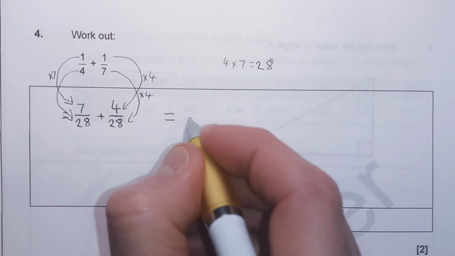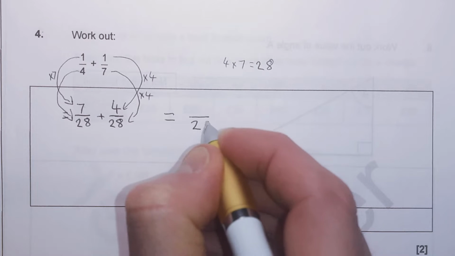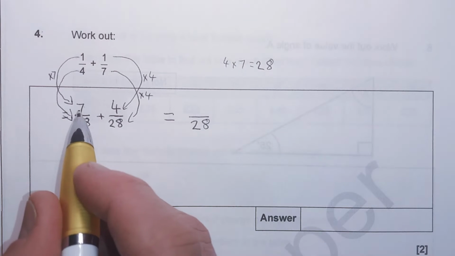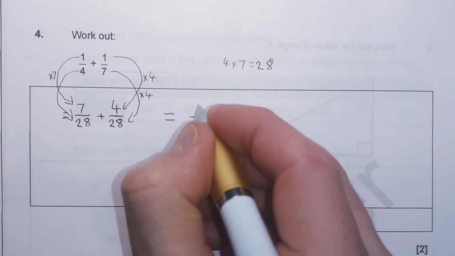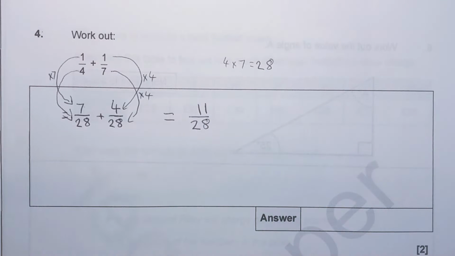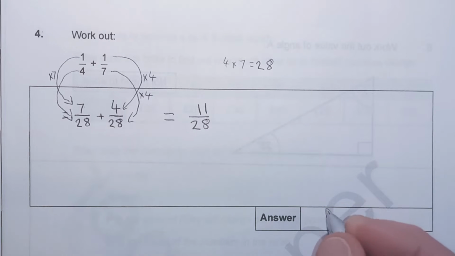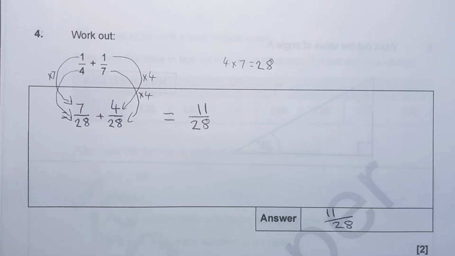Now we've got the denominators the same, so that's going to stay as it is. And we can just add the 7 and the 4 to give us 11 over 28, which we can write in our answer box.